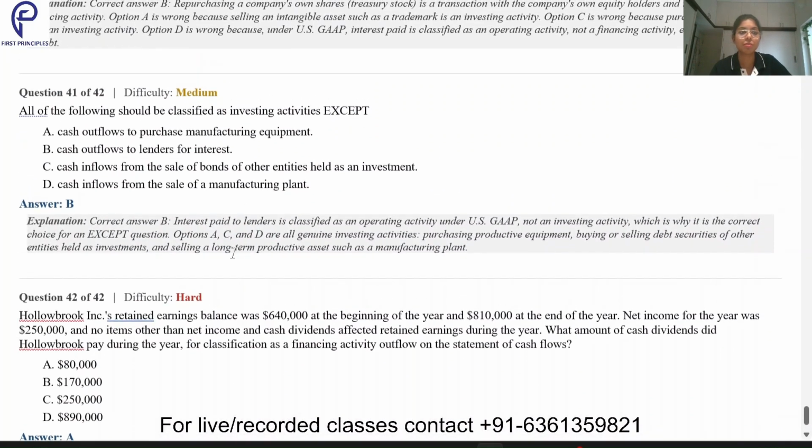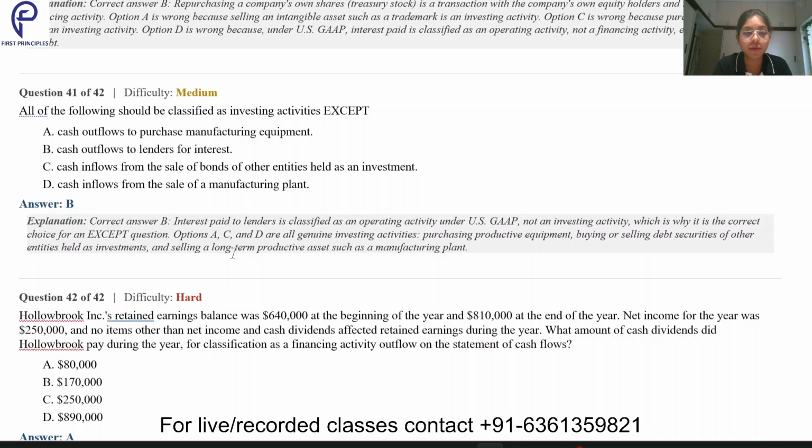Moving on to question number 41. All of the following should be classified as investing activities except, that means all of them are investing activities except one. Option A, cash outflows to purchase manufacturing equipment. Is this an investing activity? Yes, this is an investing activity. Then cash outflow to lenders for interest. Interest paid or received is recorded where? As an operating activity. So this is not an investing activity. Hence option B becomes the correct answer.